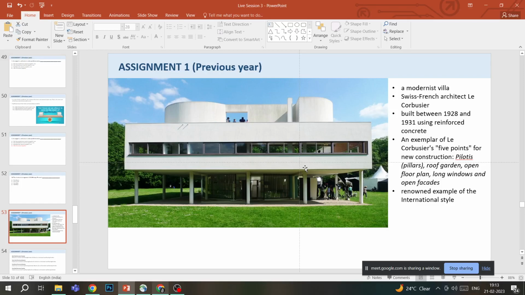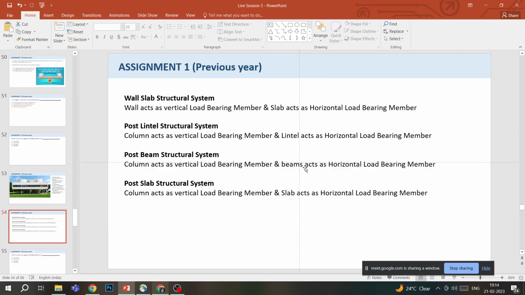It was his idea, not a set rule, that these 5 things should be there. You could see that in most of his buildings. When you analyze them, you can see almost all of these features present, if not all, most are usually present. First is pillars, then roof garden, open floor plan, long windows and open facades. This is a very famous building, and a renowned example of the international style. So this is how Villa Savoye looks.